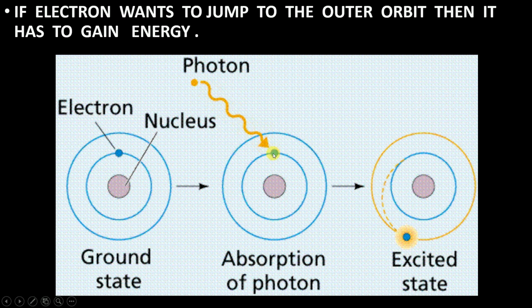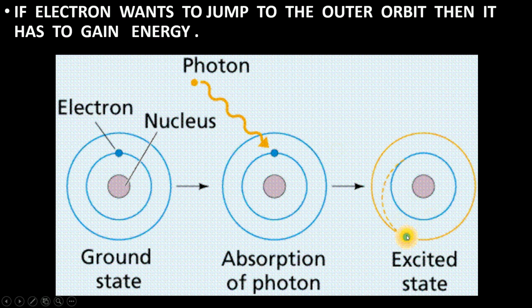After a light is incident on this electron, as we all know, the light consists of photons, and photons are nothing but energy packets. So this electron will absorb the photons in the light, and after absorbing a photon, it will gain energy. Now since it has gained energy, it can move to the outer shell. As you can see over here, this electron has moved to the outer shell.